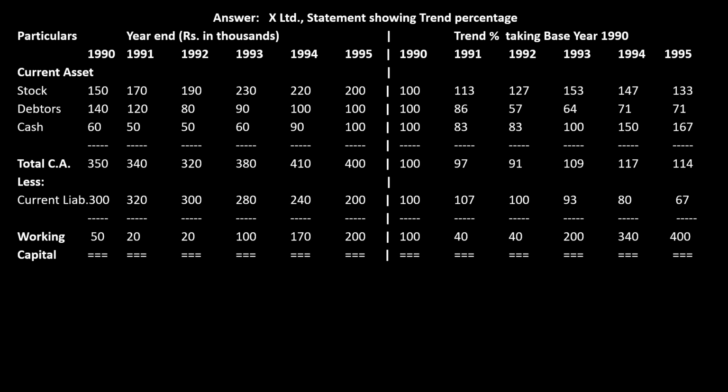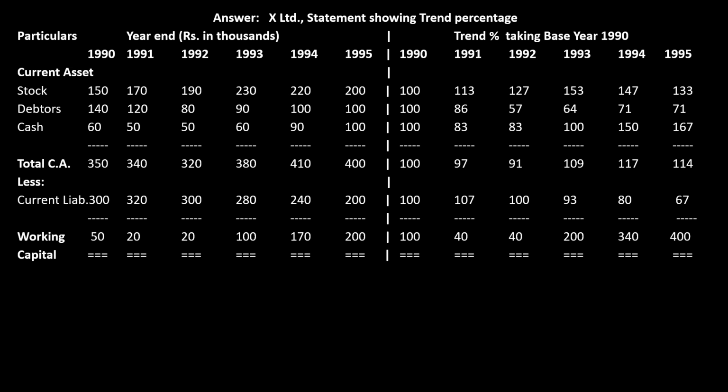So you divide everything by 140: 120 by 140, 80 by 140, 90 by 140. I'm talking about the data row only. 120 by 140 into 100, 80 by 140 into 100, 90 by 140 into 100, 100 by 140 into 100, 100 by 140 into 100. Is it clear? So this is how you do your trend percentage.